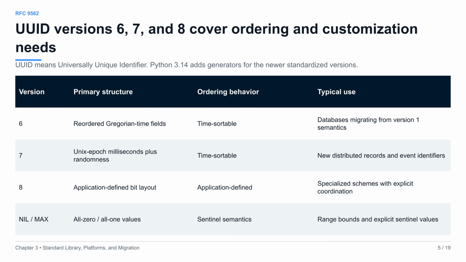Python 3.14 implements the newer identifier formats standardized in Request for Comments 9562. Version 6 reorganizes version 1 style timestamp fields for improved sorting. Version 7 combines Unix epoch milliseconds with random bits and is often the best default when new identifiers should roughly follow creation time. Version 8 reserves a layout for coordinated application-specific schemes and should not be treated as an invitation to invent incompatible formats casually. The module also exposes NIL and MAX sentinel values. Time ordering can improve index locality, but identifiers still need clear privacy, collision, and clock behavior analysis.